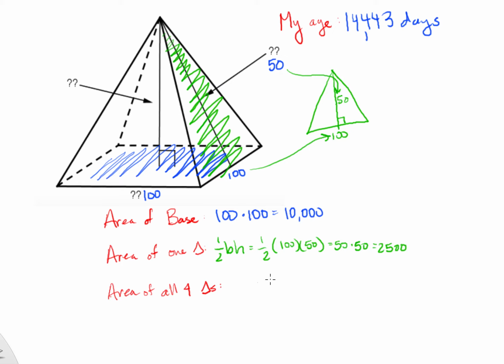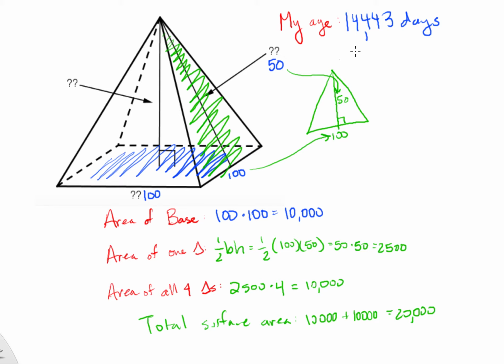And so now the area of all four of those is, if I multiply that 2,500 times 4, the area of all four of those triangles would be another 10,000. So my total surface area is now 10,000 plus 10,000, so that'd be 20,000. Now that's too much, right?